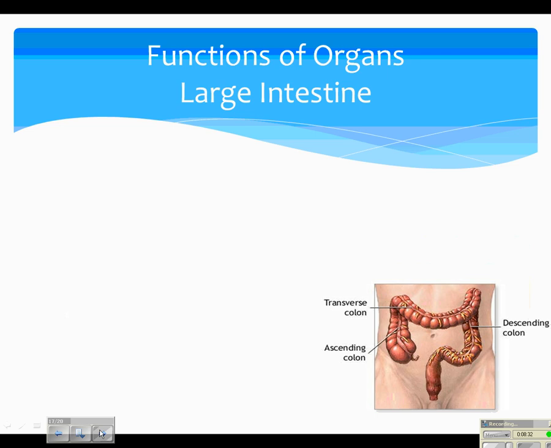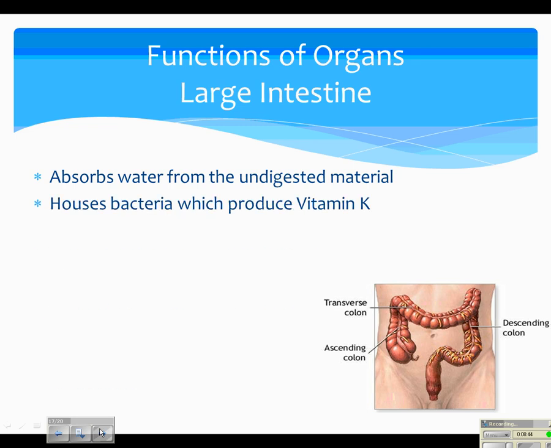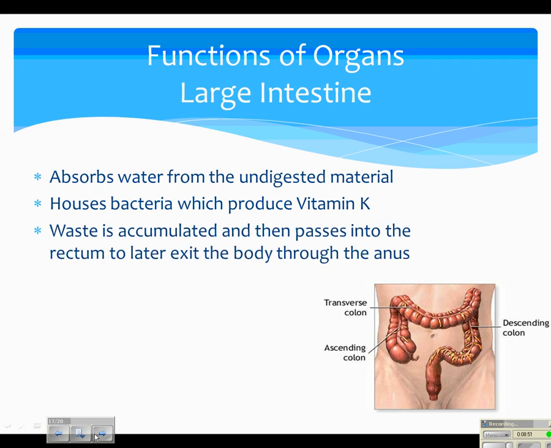Then food moves into the large intestine. In the large intestine, the water is going to be absorbed from any of the undigested material. And remember, we also call the large intestine the colon. The large intestine also houses the bacteria, which are going to produce vitamin K as a byproduct, which our body uses. Then waste is going to accumulate. So it goes through the entire colon, and then waste accumulates at the base of the colon, which is called the rectum, and exits the body through egestion through the anus.